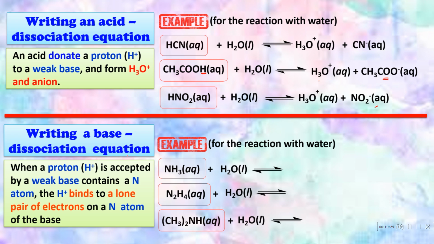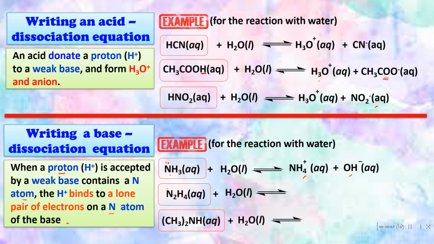So how do we write a base dissociation equation? When a proton is accepted by a weak base containing a nitrogen atom, the H plus binds to a lone pair of electrons on an atom of the base. Usually a weak base contains a nitrogen atom. For example, ammonia dissociating in water: ammonia has a lone pair, so it will accept a proton from water and become NH4 plus, and then OH minus ion.